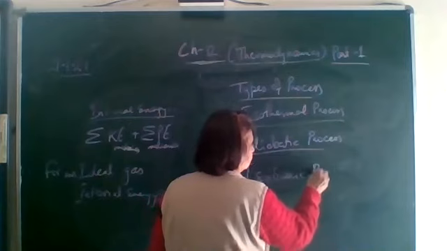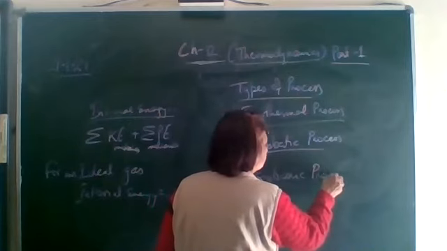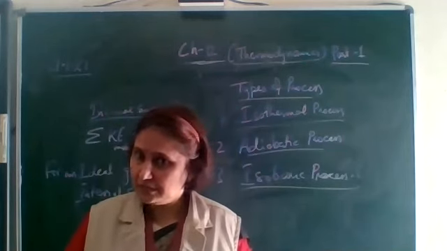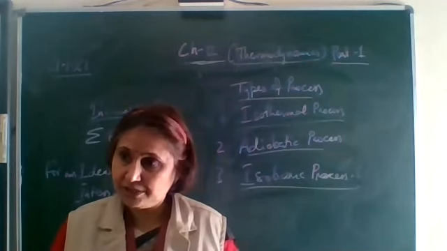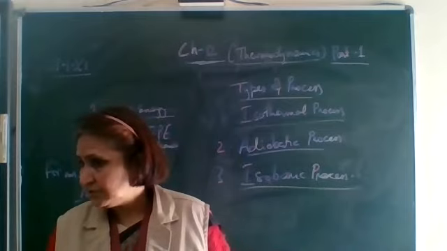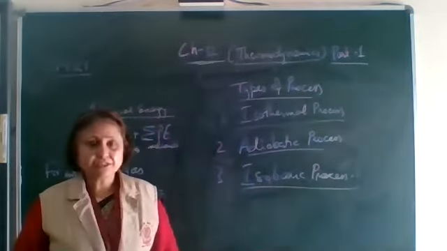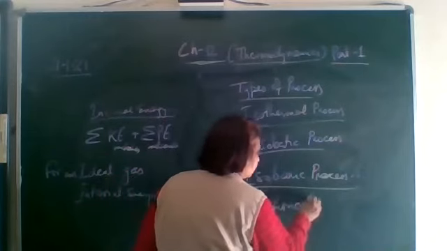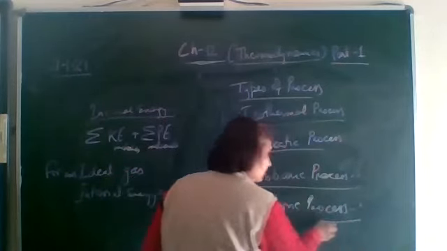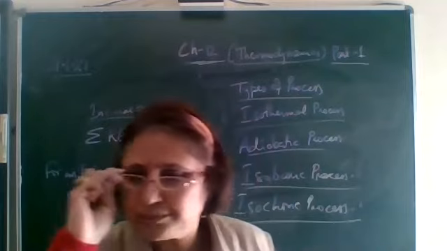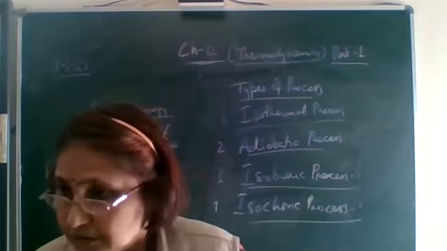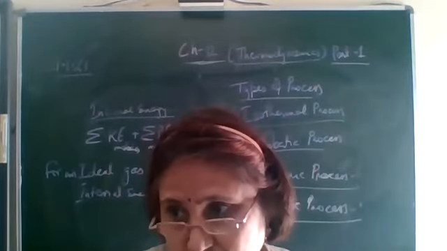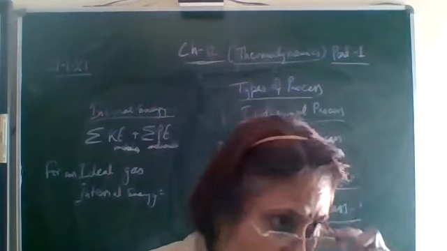Isobaric process. Bar is the unit of pressure. So what remains constant? Pressure remains constant. A process in which pressure remains constant. The next one is isochoric process, in which what remains constant? Volume remains constant. Okay, isochoric, volume remains constant.